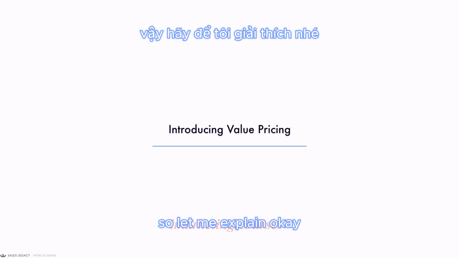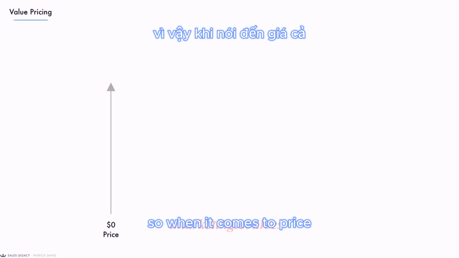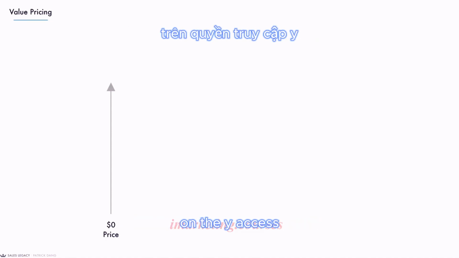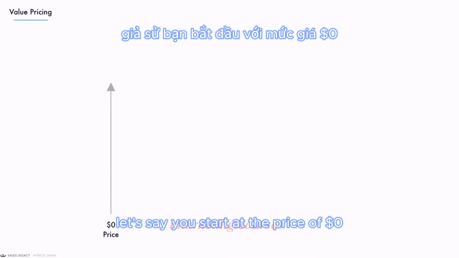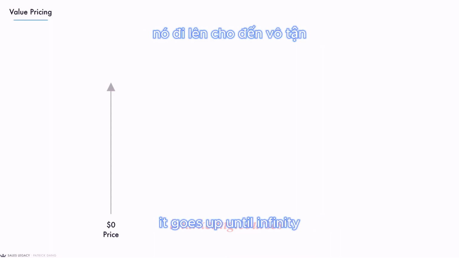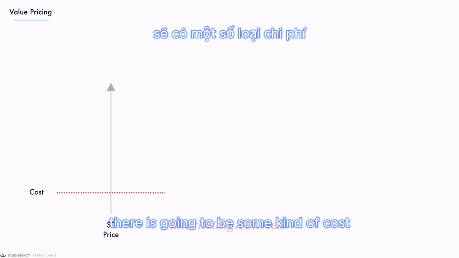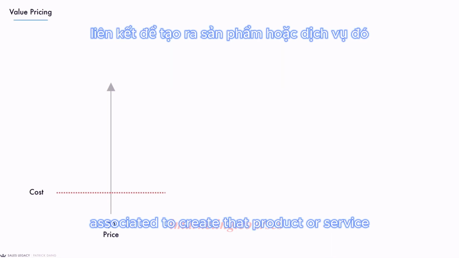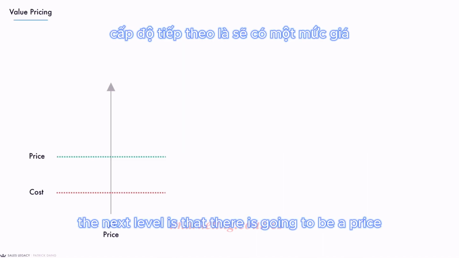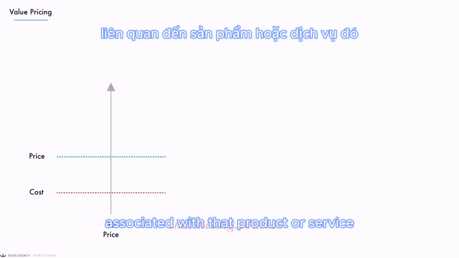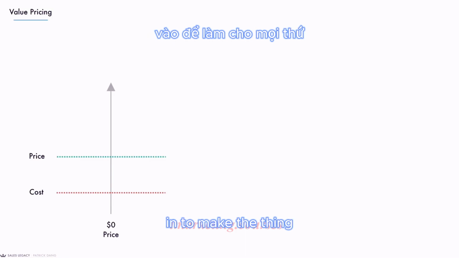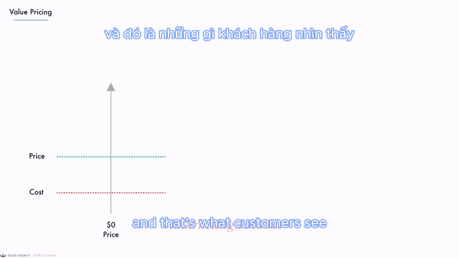So let me explain. Okay, so when it comes to price, this is essentially how it works. On the y-axis, let's say you start at the price of $0 and then it goes up to like $100, $1,000, $100,000. It goes up until infinity. So of course, no matter what you're selling, whether it's a product or a service, there is going to be some kind of cost associated to create that product or service. The next level is that there is going to be a price associated with that product or service. So here there's a price to make the thing, and then there's a price that the person who made it wants to sell it at, and that's what customers see.